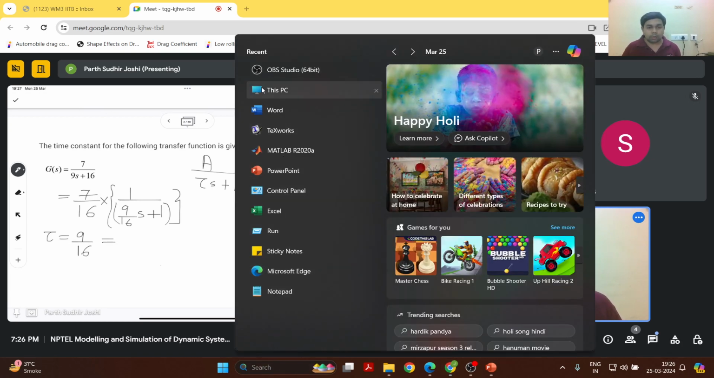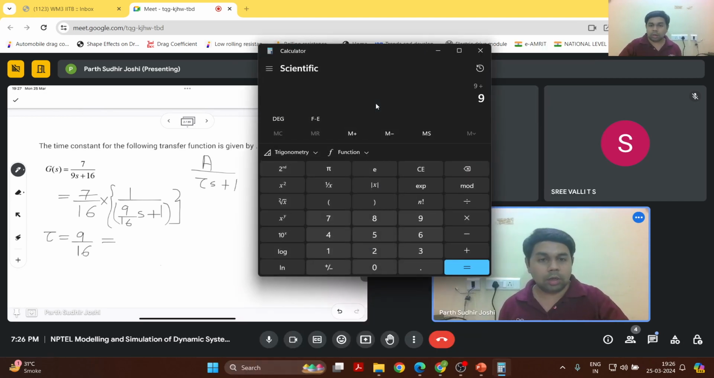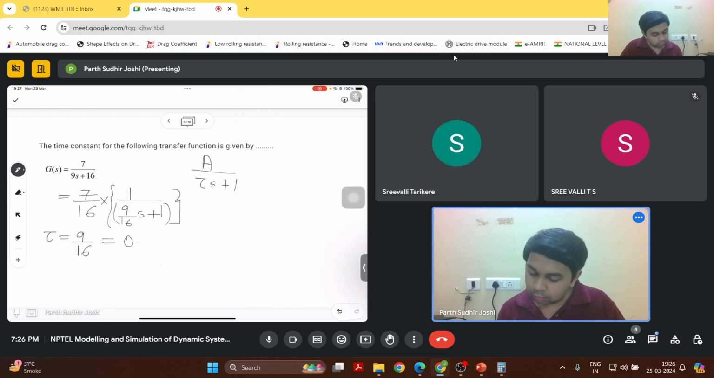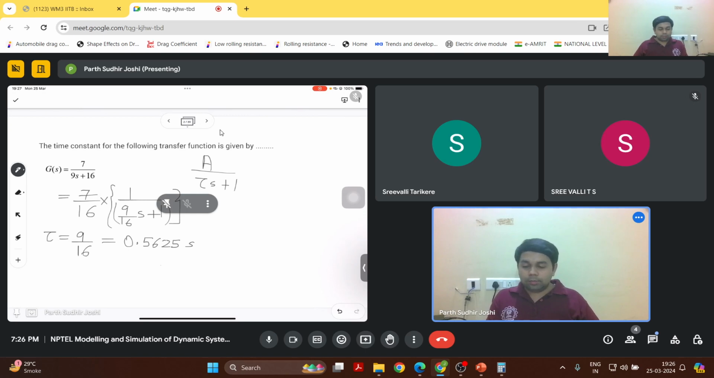9 by 16 will come out to be 0.5625. So that is how we can get the time constant for this particular case. The term 7 by 16 is just an amplifying kind of factor, so that does not really change the time constant. Is that okay? Okay, sir.